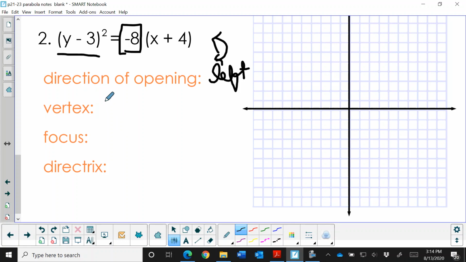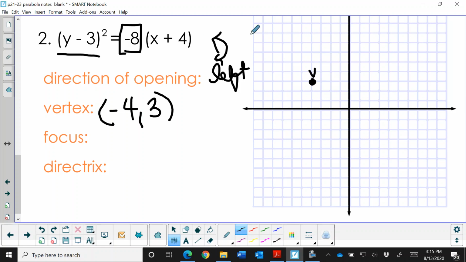Okay, our vertex. Now, you have to be careful. When your y squared is first, a lot of students say, oh, it's 3, negative 4, but it's not. You've got to look at h and k. H is always with x, so it's negative 4. K is always with the y, which is positive 3. Always the opposite signs. So again, let's plot our vertex first. 1, 2, 3, 4, 1, 2, 3. So that is our vertex, and I'm going to call it B just to make it easy.